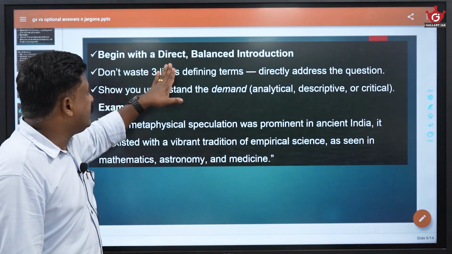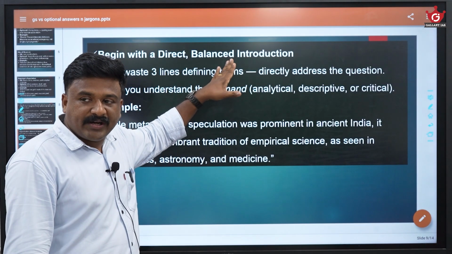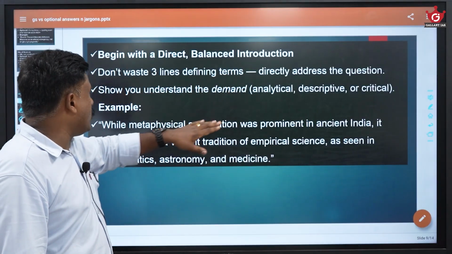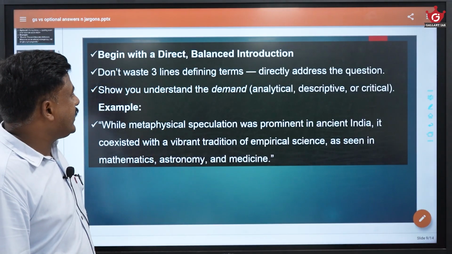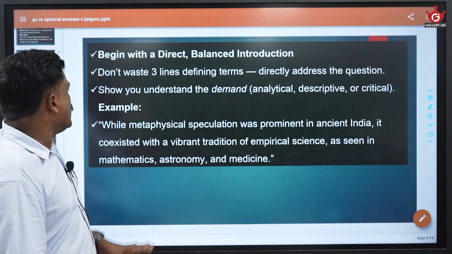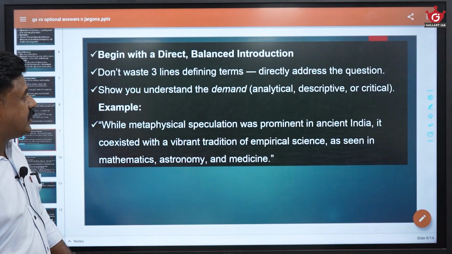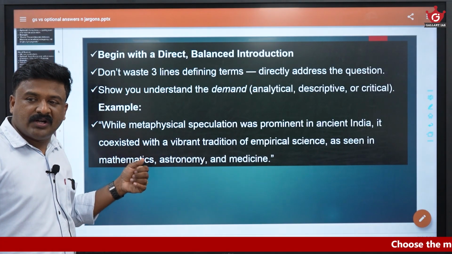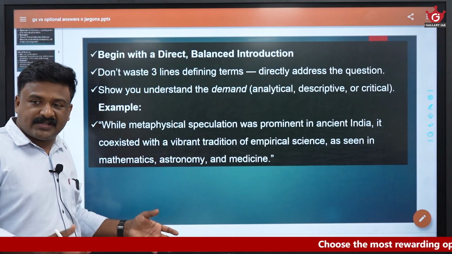So if I go for this, yes, I will begin with a direct, balanced introduction. Even you can use Romila Thapar, A.L. Basham, or different historians such as Chattopadhyaya for an opening. Don't waste three lines defining terms. Directly address the question. Show that you understand the demand: analytical, descriptive, critical. For example, see, I am going like this. There is no need for unwanted, exaggerated introductions, etc.